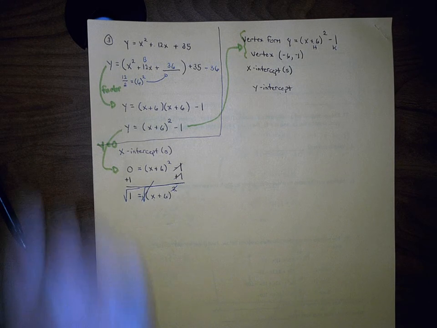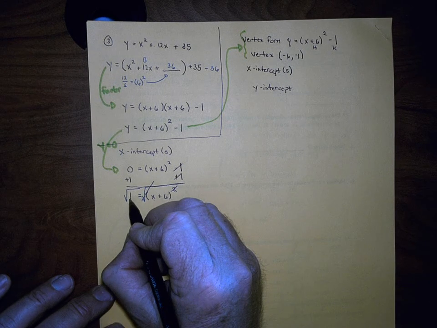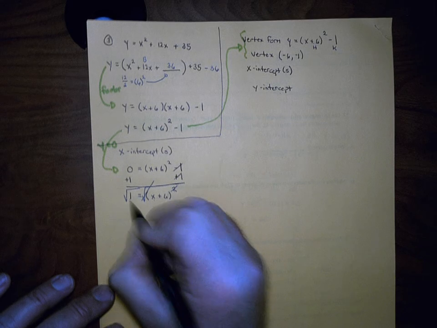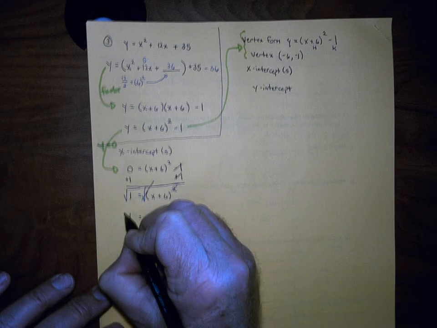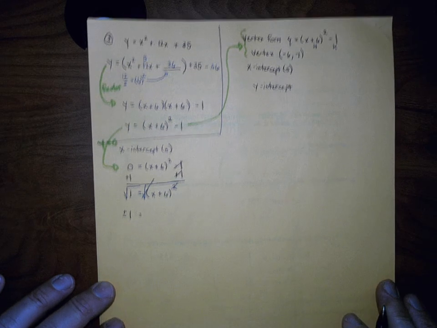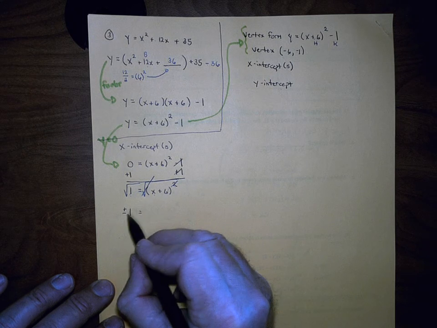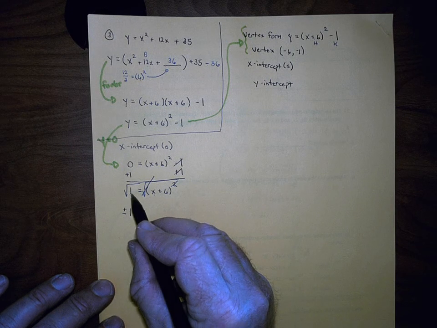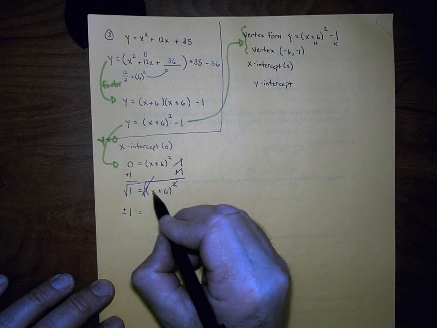So now what's the square root of 1? Well, remember, that's just 1. But it's positive or negative 1. Okay, 1 times 1 is 1, but negative 1 times negative 1 is also 1. So that's why I get positive or negative 1. Over here I have x plus 6.